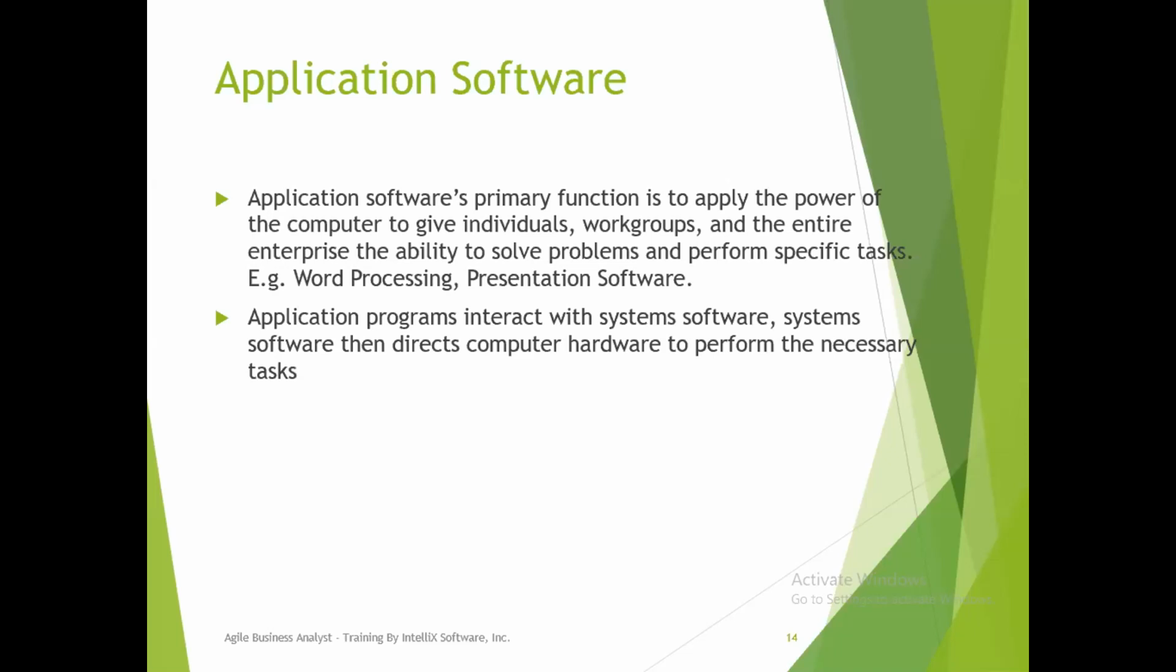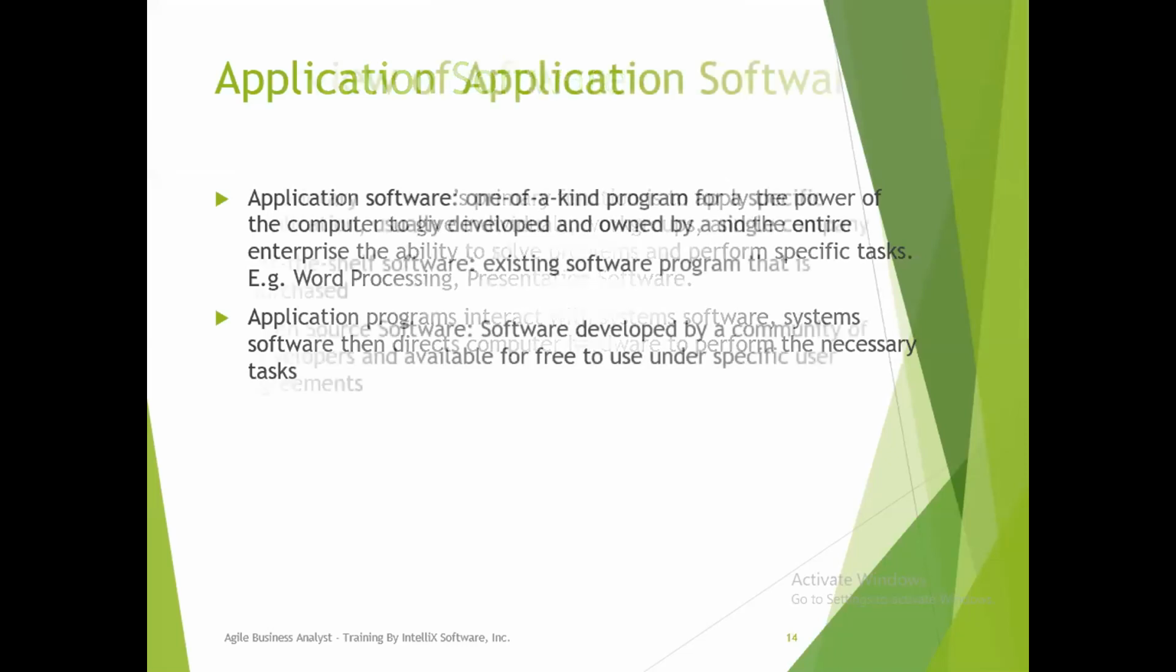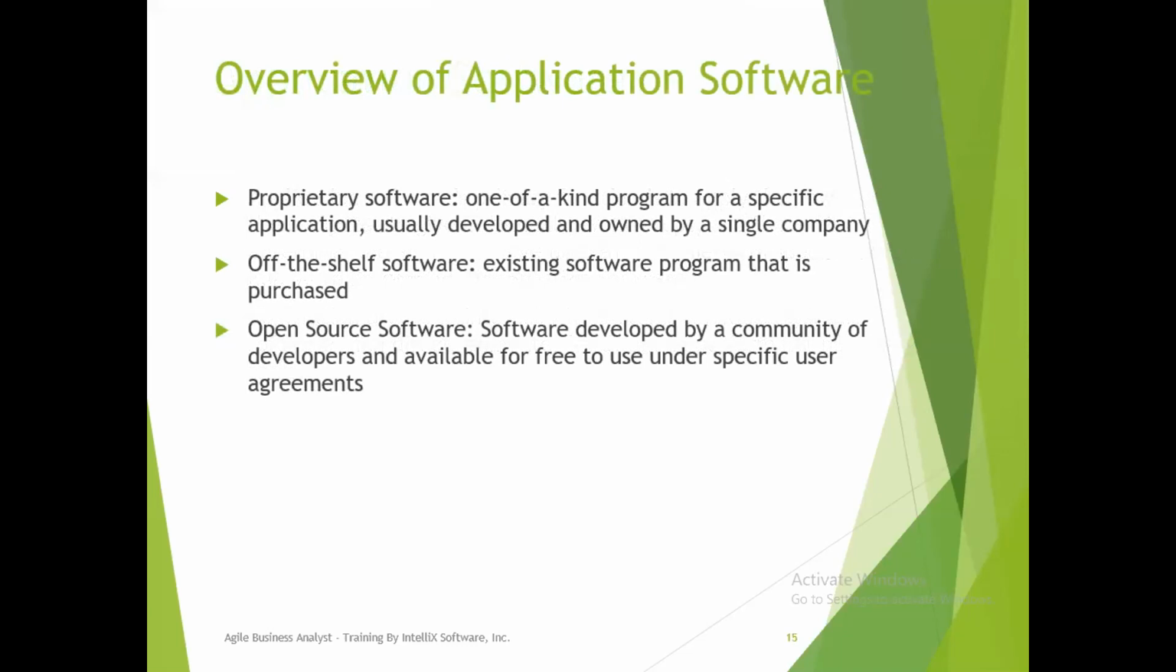Again, the overall ecosystem, what people call it, is all three layers: application software, system software, and the hardware platform. Now let's talk about the different types of application software. When we talk about the three layers, the bottom layer is the hardware. The middle layer is the system software, which is a lot more closely tied with the hardware.